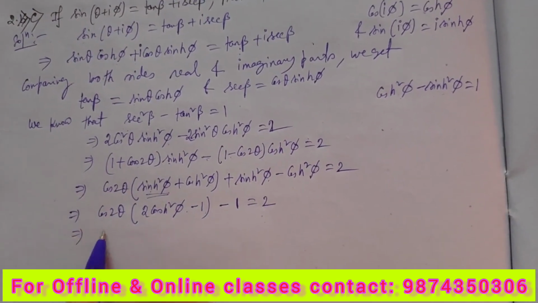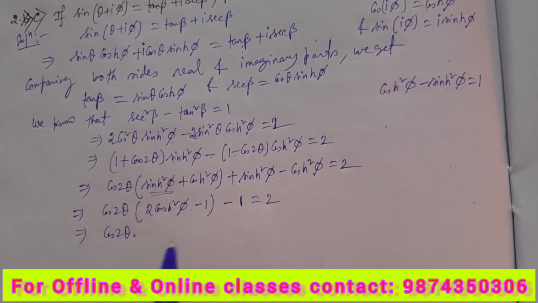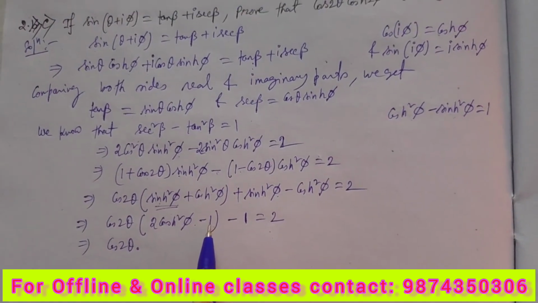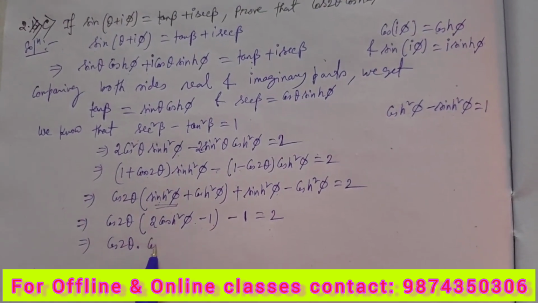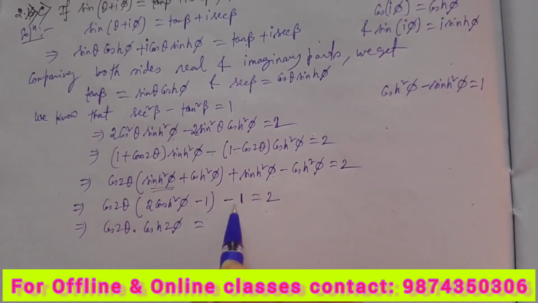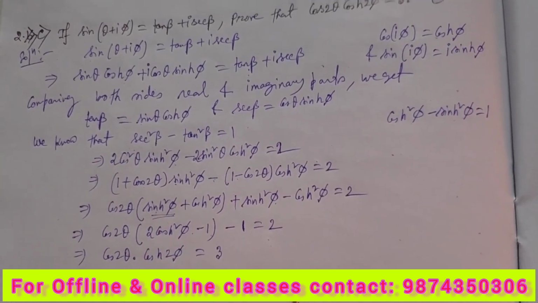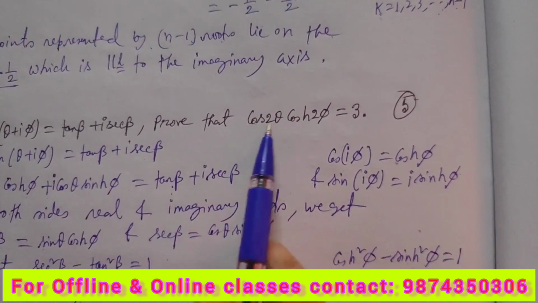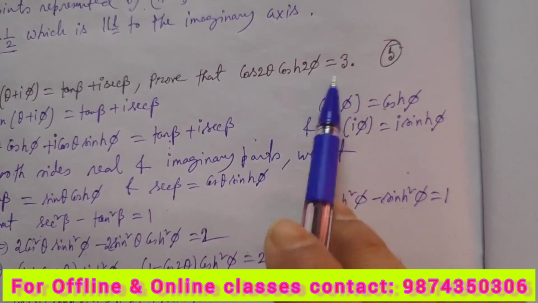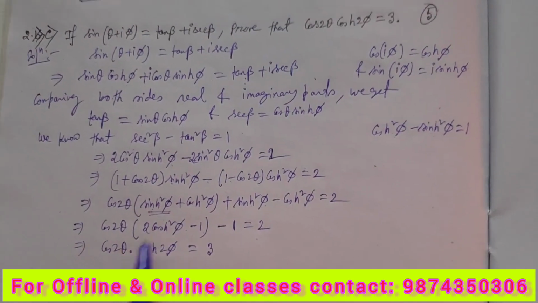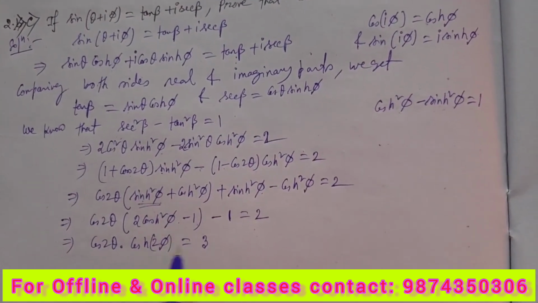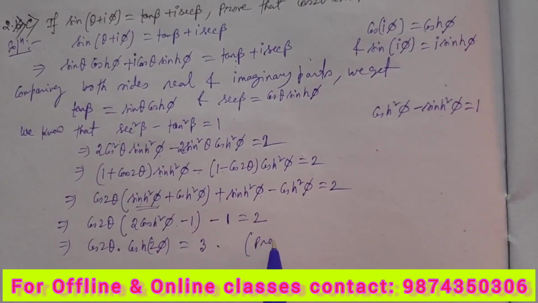So this implies cos 2 theta into 2 cosh square phi minus 1, which is nothing but cosh 2 phi, is equal to 2 plus 1, which is 3. Okay, so cos 2 theta into cosh 2 phi is equal to 3. So proved.